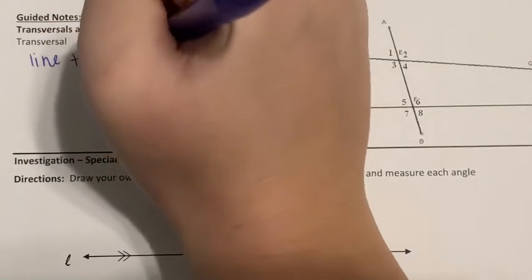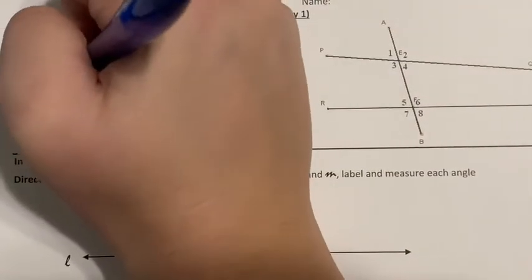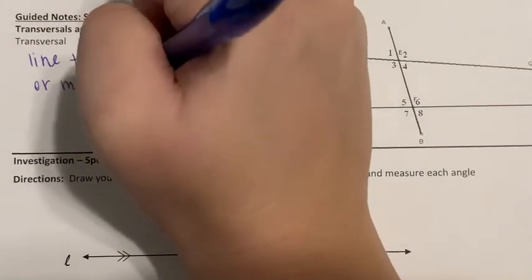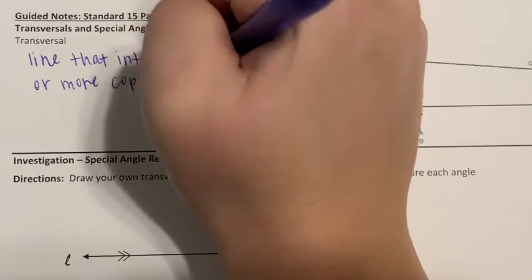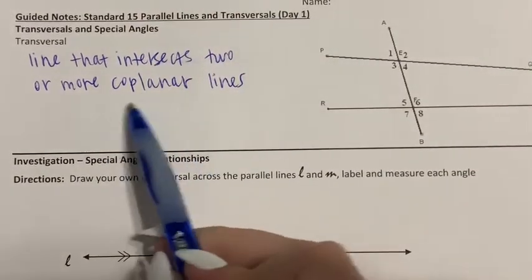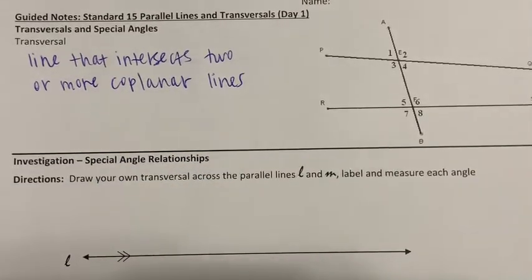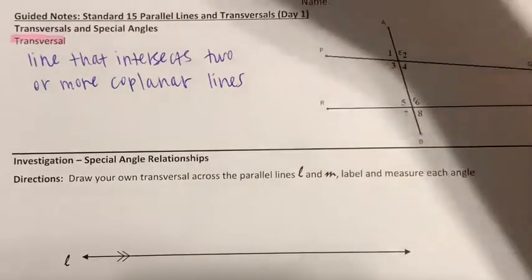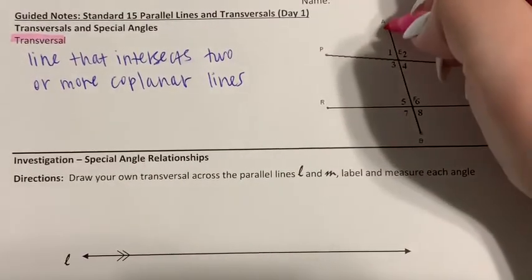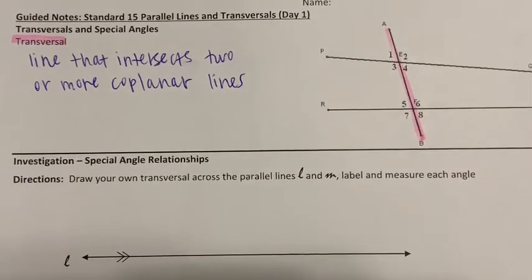A line that intersects two or more coplanar lines. Coplanar, we've seen that word before, and that just means that they fall within the same plane. So a transversal here would be this line right here, AB, and it's intersecting two or more coplanar lines.